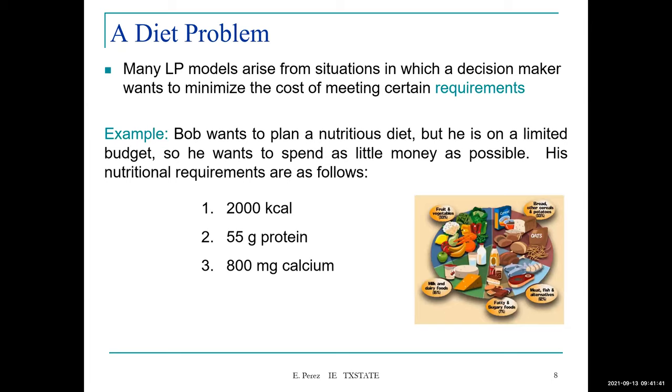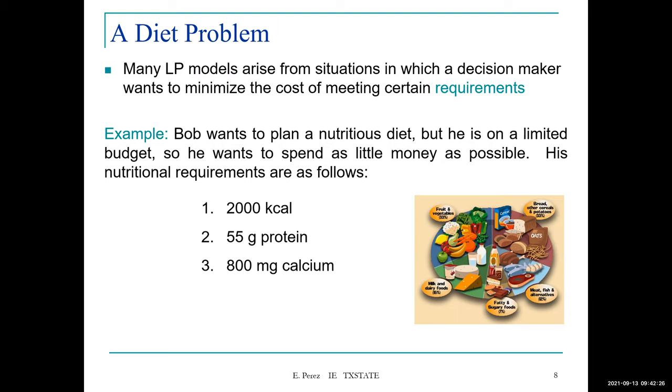So many LP models arise from situations in which a decision maker wants to minimize the cost of meeting certain requirements. So in this problem, we are looking at it from a perspective of a diet. So we have Bob who wants to plan a nutritious diet, but he's on a limited budget. So he wants to spend as little money as possible, and he has some specific nutritional requirements that he needs to meet. So for example, a 2000 kilocalorie diet with 55 grams of protein and 800 milligrams of calcium. So these are the requirements that he wants to meet in terms of his diet.